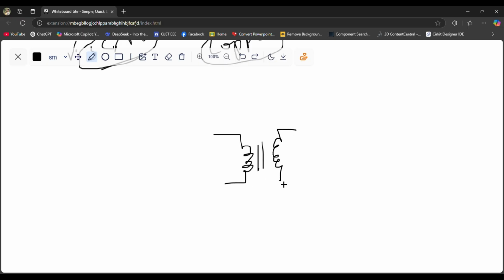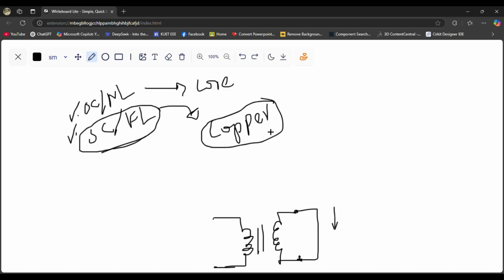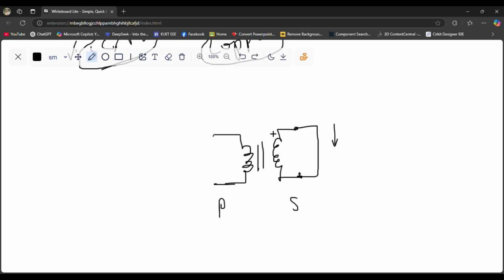Core, primary, secondary. Yeah, that's it. So we have to make the test on the primary side, and we have to short the secondary side like this. Why are we shorting the secondary side? Because our target is to make the current flow at maximum, because we have to get the total copper loss. Current won't flow more than the rated or maximum, so we will be able to get the maximum copper loss when we make the secondary side short.